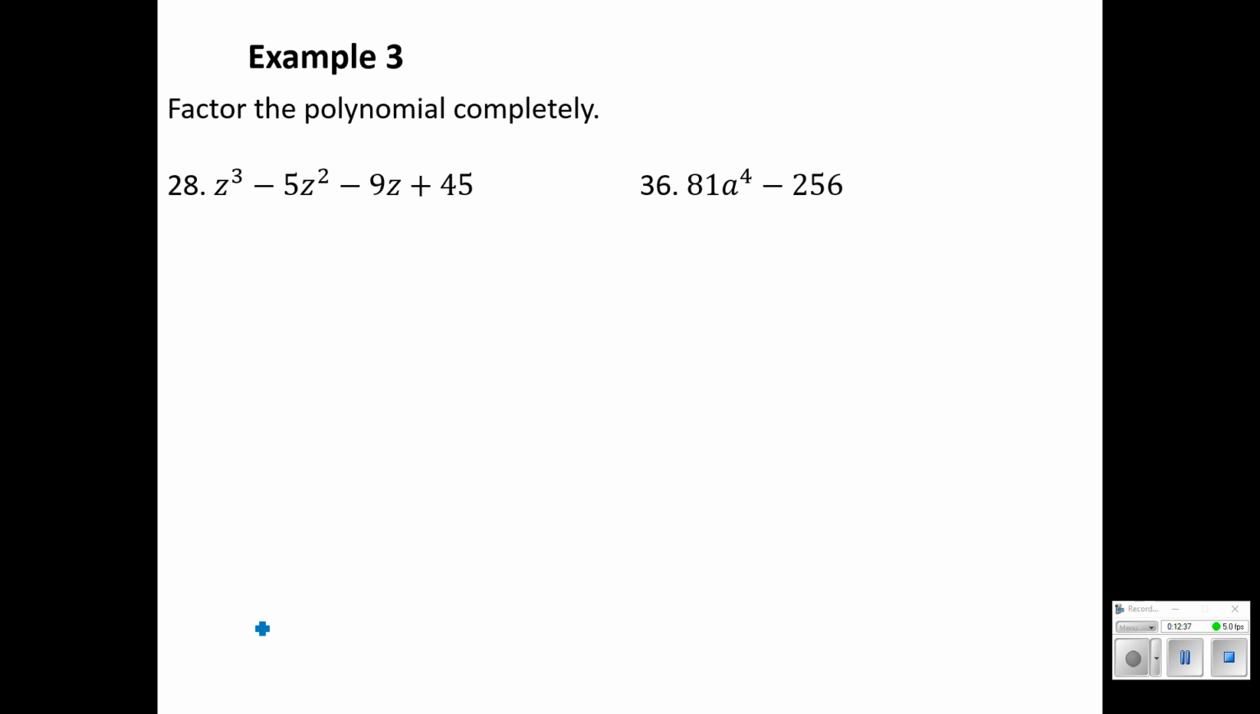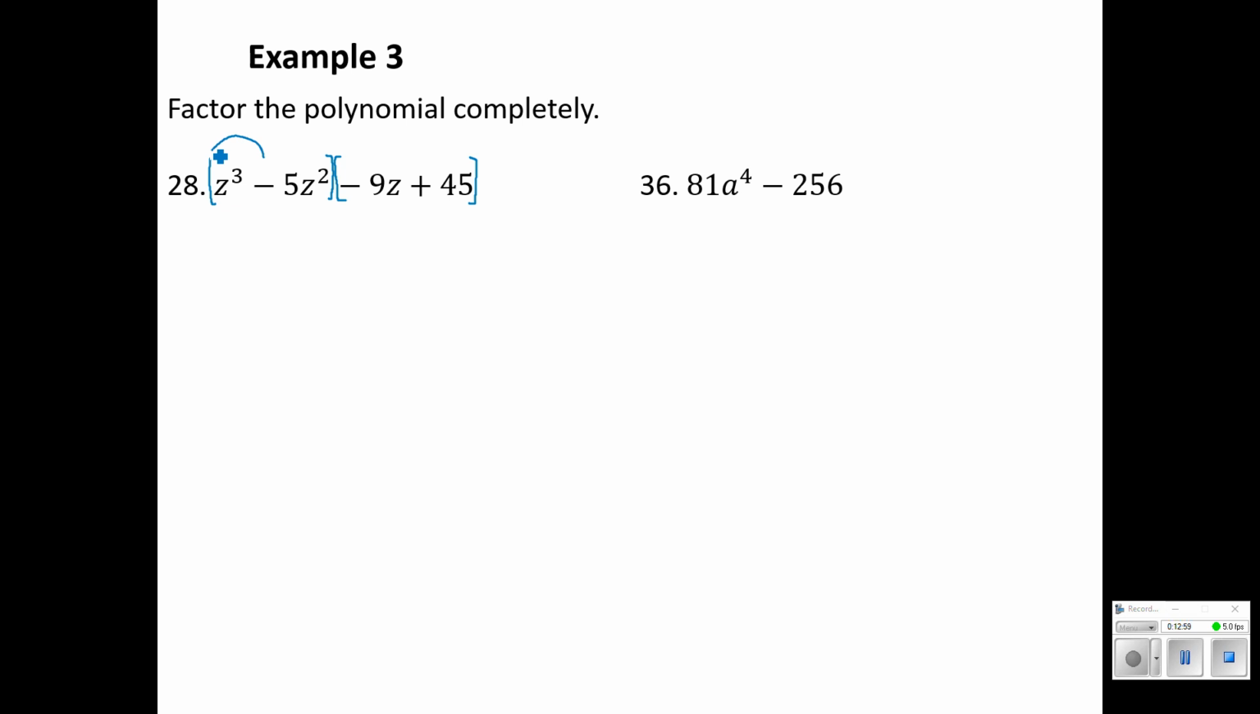All right, number 28. Here, this is a good example of our factor by grouping method. So you'll see we've got 4 terms. It's a cubic function. Let's group these first 2 terms and second 2 terms together. And just remember that this is all hinging on undistributing.